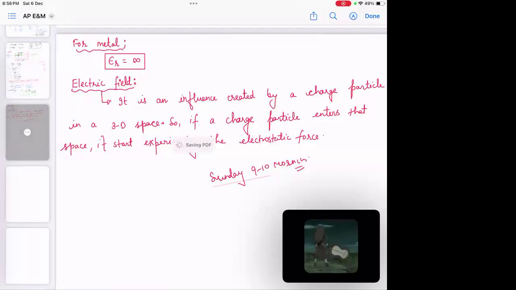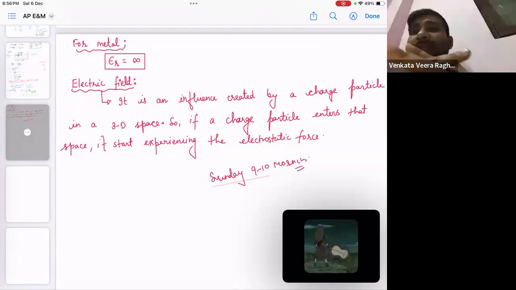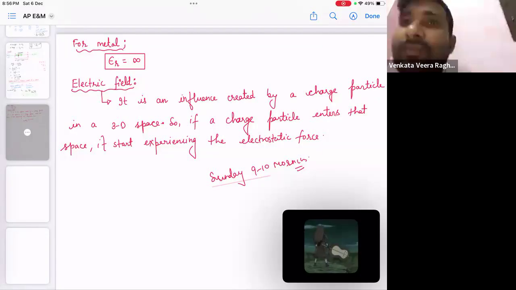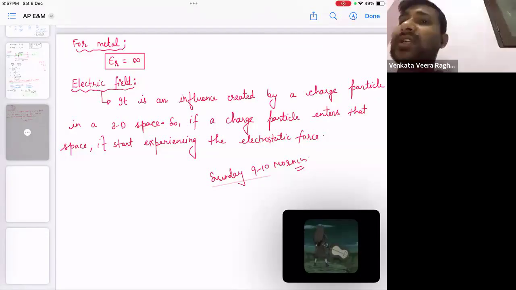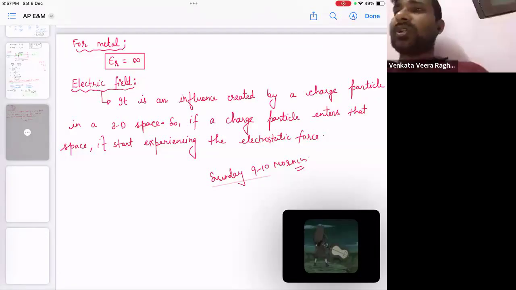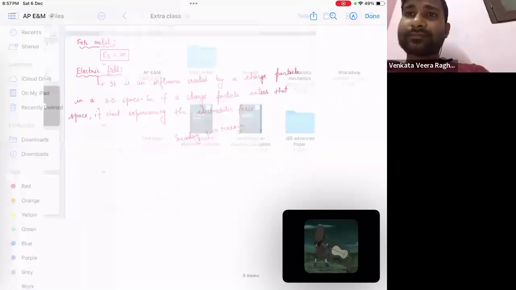Okay, so I will share the notes with you. Just give me a few minutes. And we will start with the concept of the mathematical form of the electric field. How do we calculate that? Due to a charged particle, what is going to be the electric field? Due to a combination of charges, how much will be the field? So these things we are going to discuss tomorrow morning.